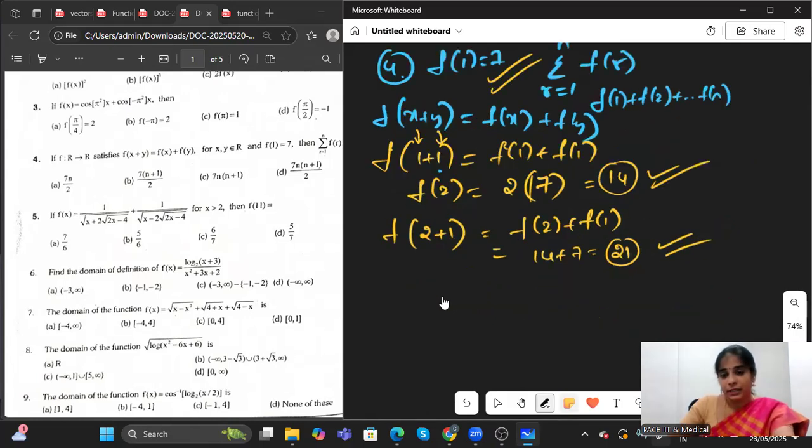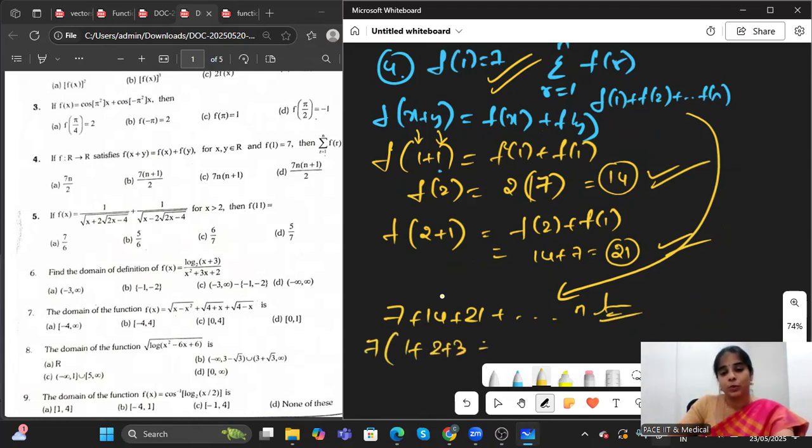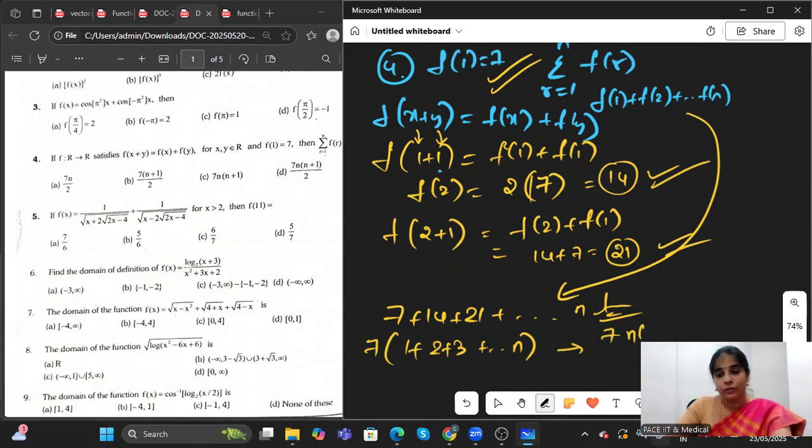So basically, f of 1 from here is 7 plus 14 plus 21 plus so on till n terms, isn't it? So take 7 common: 1 plus 2 plus 3 plus so on till n. So finally, 7 times n(n plus 1)/2 will be your final answer, right? Now going ahead with the fifth question.